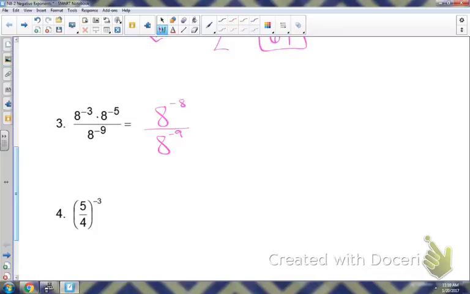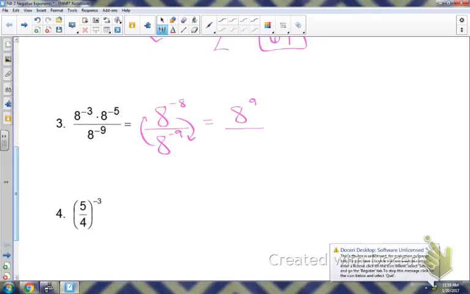So now notice that we have bases that have negative exponents. So we're going to take this 8 on top, move it to the bottom to make that a positive 8 power. And then we'll take that bottom base and exponent and move it to the top because that is a negative exponent also. So now we're going to have 8 to the positive 9th power over 8 to the positive 8th power.